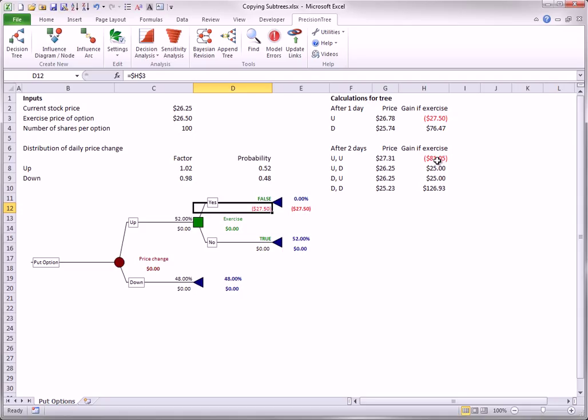Now I will start copying and pasting subtrees. First, a decision about exercising must be made whether the price goes up or down on day 1. Therefore, the same decision node and its branches should be copied to the lower end node. The only difference is that a different payoff from exercising should be used. To do this, you right-click the decision node and select Copy Subtree. Then you right-click the end node you want to paste to and select Paste Subtree.